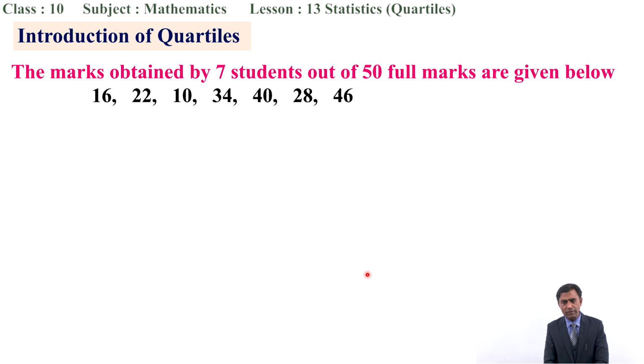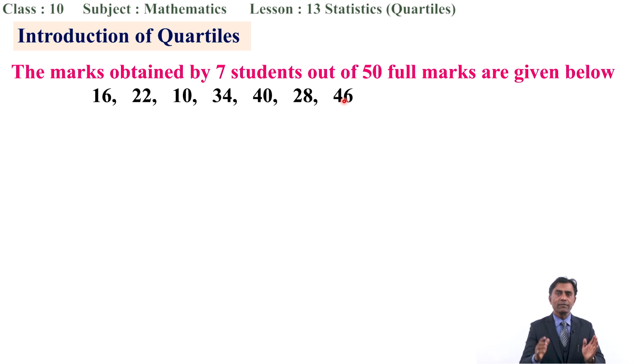For this introduction, here is given the marks obtained by 7 students out of 50 full marks. What are their marks? The marks obtained by 7 students are 16, 22, 10, 34, 40, 28, and 46. From the given data, how to find their quartiles? Which value represents Q1? Which value represents Q2? And which value represents Q3, the third quartile?